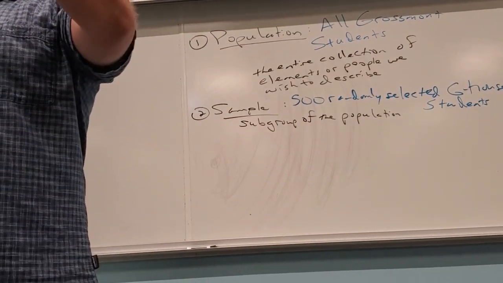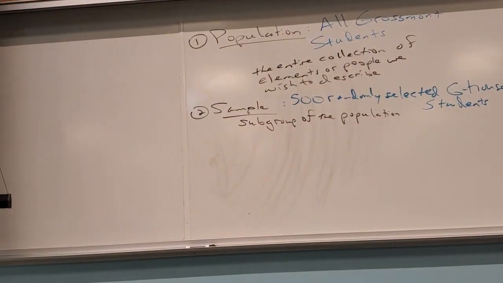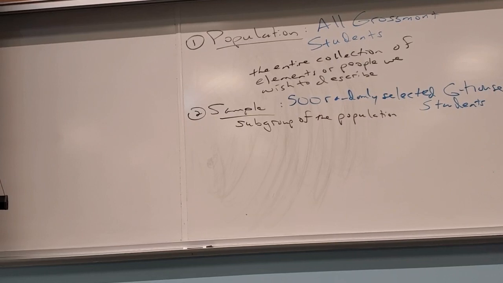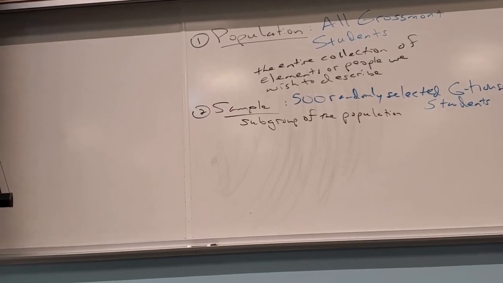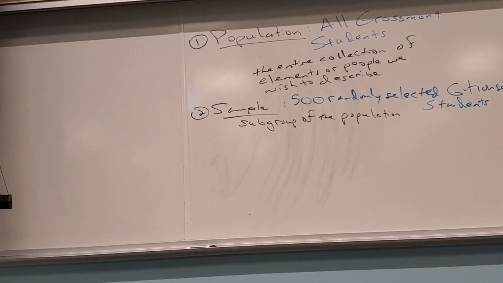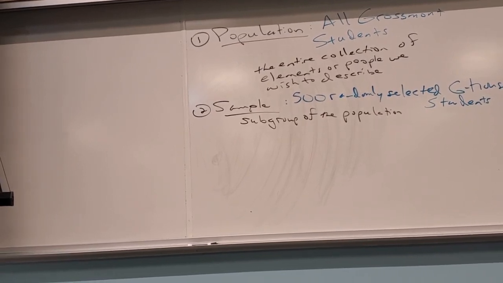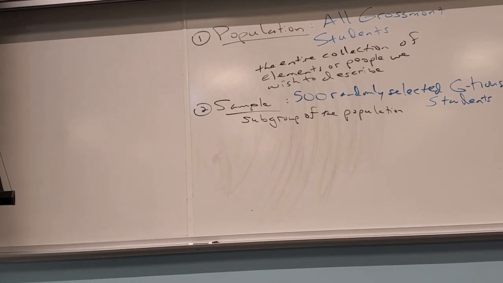Once we get them gathered, let's say we put them in a field, out in the quad, 500 Grossmont students. What is our next thing we're going to do? Remember, we're trying to figure out the percentage of Grossmont students who are nursing majors. Once we get our sample, what do we do immediately after that? Ask them a question. I love it.